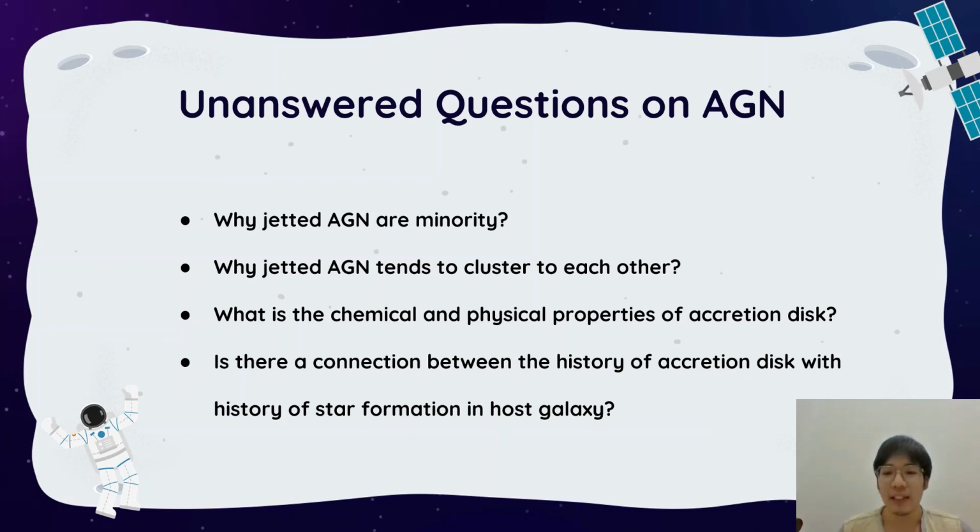And last but not least, is there a connection between the history of the accretion disk of the black hole and the history of star formation in the host galaxy? We want to know if there's a connection in the accretion disk so that we can infer the star formation history that could answer questions about galaxy evolution overall.